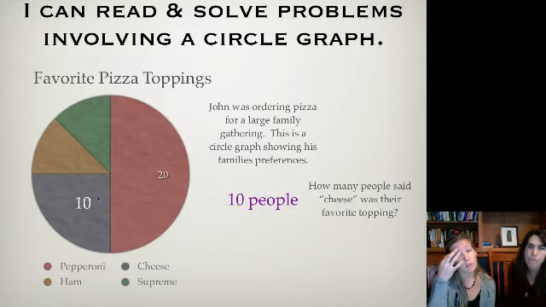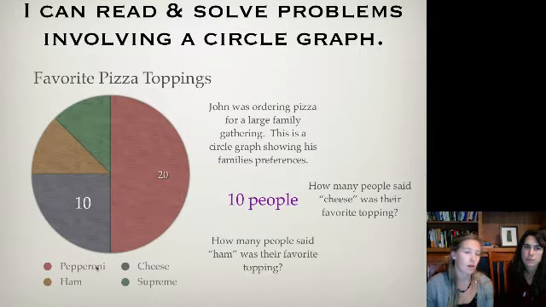Now, our next question, how many people said ham was their favorite? Okay, so ham is this brownish goldish color. So I could look at this 20 and see that it looks like it's kind of split in fourths. Or if I take this one that we just figured out, cheese is 10, this looks like half of that. So half of 10 is 5.